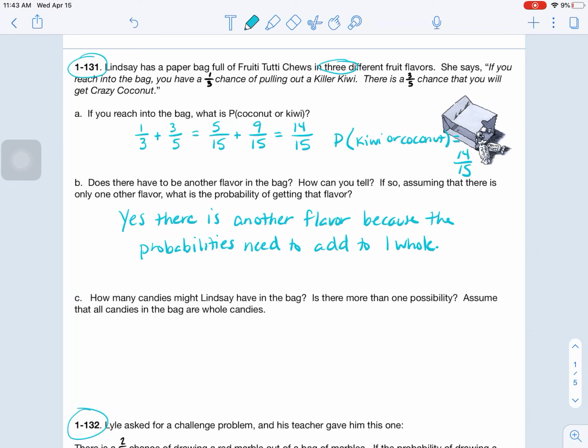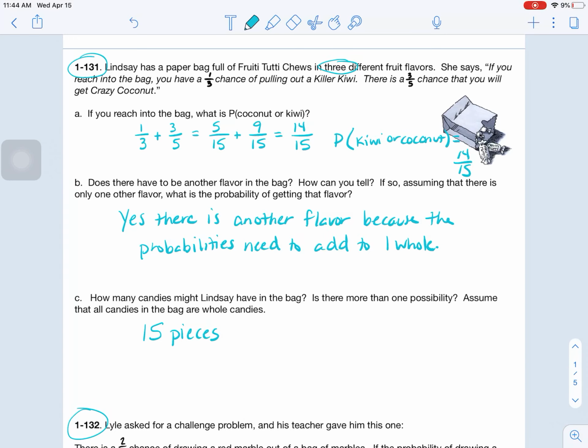Okay, how many candies might Lindsay have in the bag? And is there more than one possibility? So it says assume all the candies in the bag are whole pieces of candy. So remember, my denominator in a probability is the total number of outcomes. So there has to be 15 pieces, or remember, I can always simplify. So that could also be 28 out of 30.